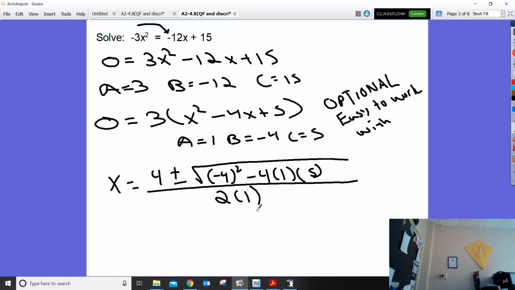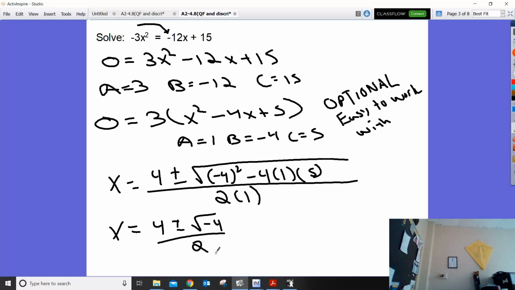Perfectly. Now, I saw some of you guys get stuck here. Negative 4 squared is 16. What's negative 4 times 5? So we have 16 minus 20. What do we have? Negative 4. We have x equals 4, plus or minus the root of negative 4 sitting over 2. It's too early to divide that negative 4 and that radical by 2. It's in a radical, can't do anything with it.